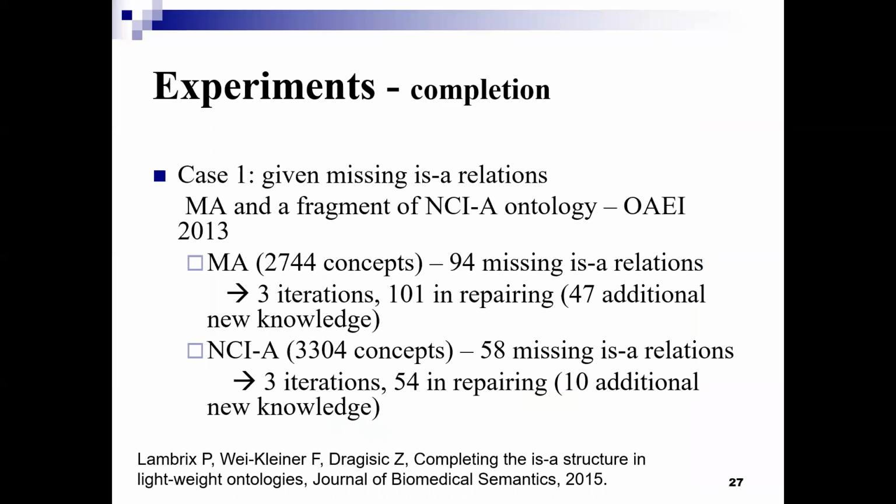So we'll give you some idea of why this is worthwhile. Here is a case where we just do completion. We have given missing isolations, 94 for MA and 58 for NCIA. This is the same data set as before, but an updated one from 2013. Using this Repose system, the 94 missing isolations from MA are repaired by adding 101 relations, of which 47 added additional knowledge which you didn't know from MA, NCIA, and the mappings between them. So this is completely new knowledge that you could find using Repose. And similar for NCIA, the 58 missing isolations were repaired by adding 54, of which 10 gave you completely new knowledge.